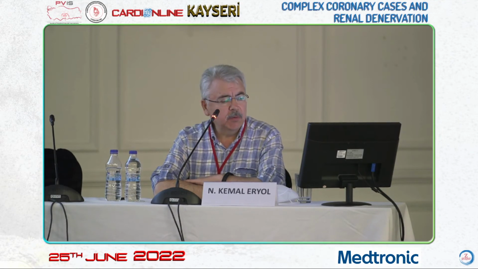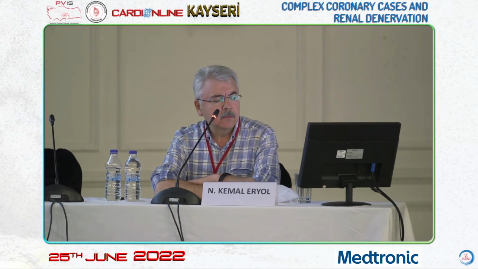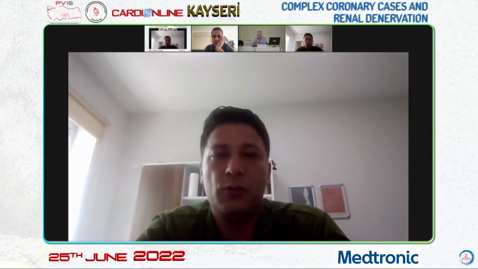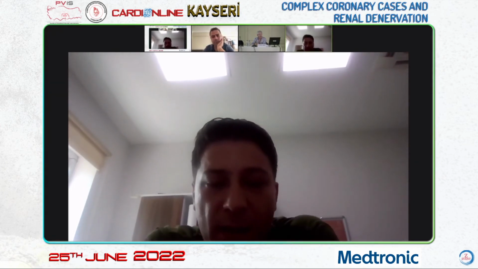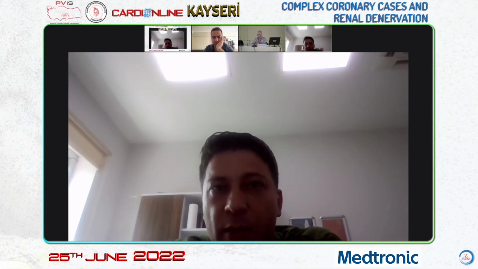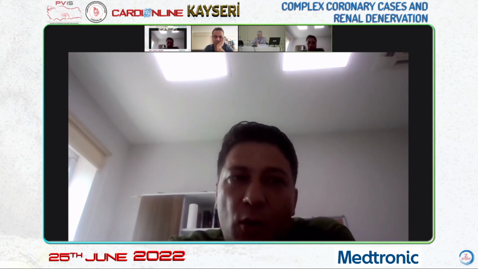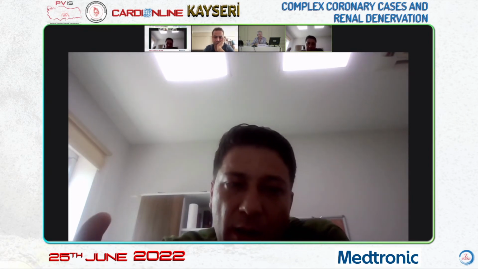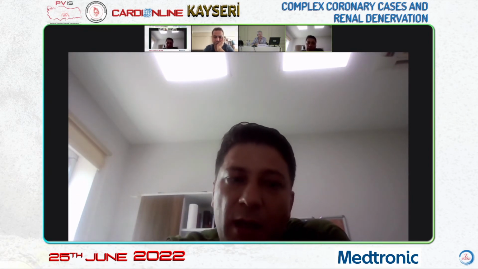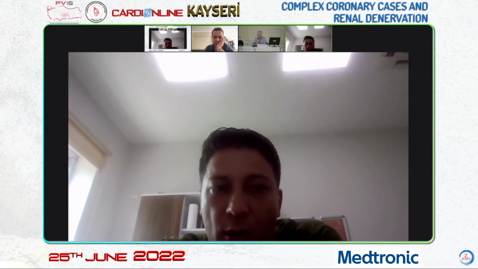What about the dual antiplatelet treatment after the balloon? In the consensus report, the ideal one is said to be 3 to 6 months, but if necessary, it can be reduced to 1 month. Of course, the period is not that short, but for certain patient groups, especially for hematologic patients, even 15 days of non-use is recommended.